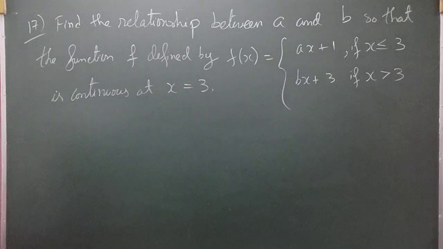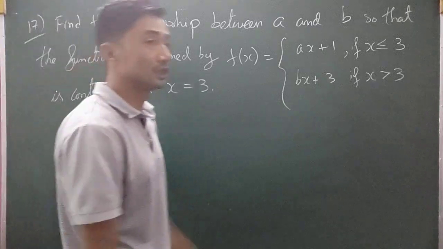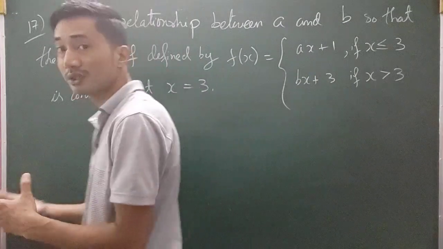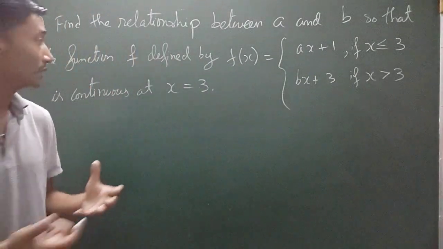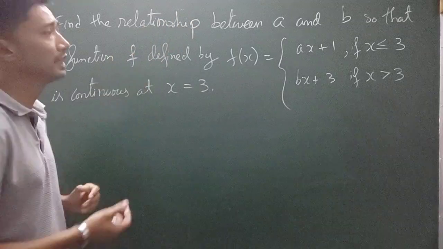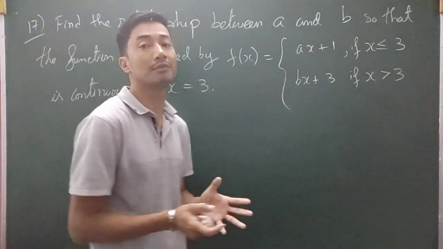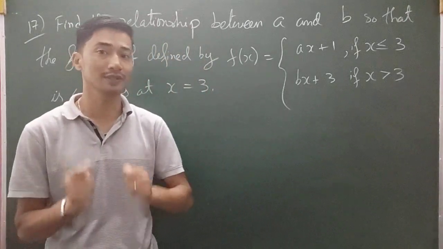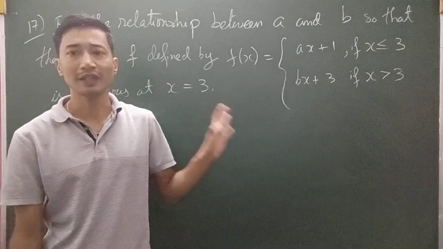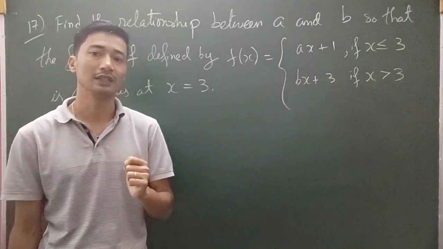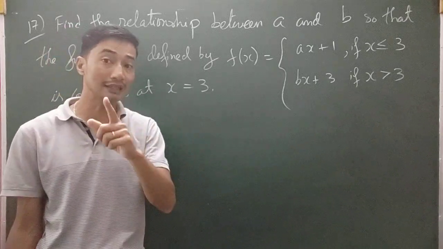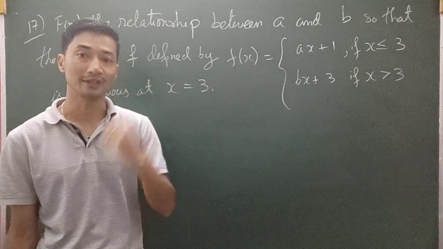So what's the question here? You're not supposed to check the continuity here, it's already continuous. What you're supposed to do is, with the help of the knowledge that the function is continuous, find a relationship between A and B, not the values of A and B. Many do not read the question properly, so please see to it that you read the question properly. You just have to find a relationship between A and B, given that the function is already continuous at x equal to 3.